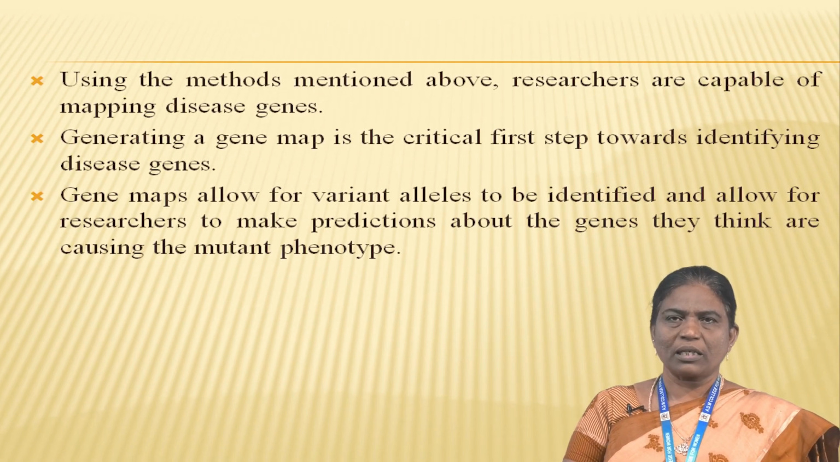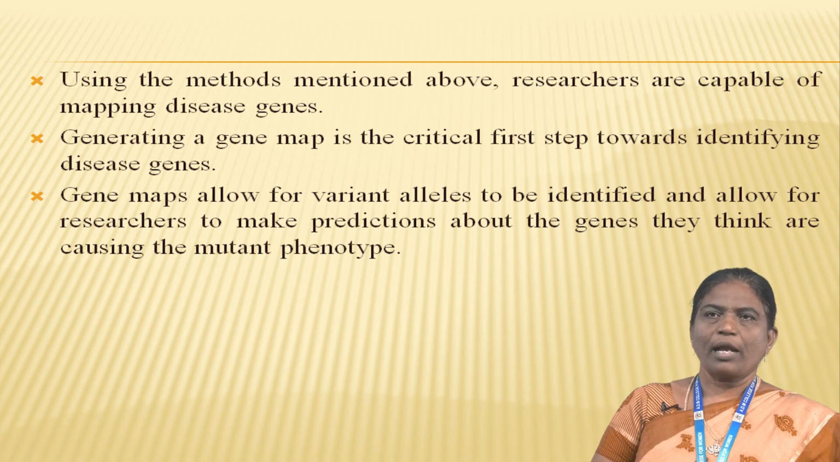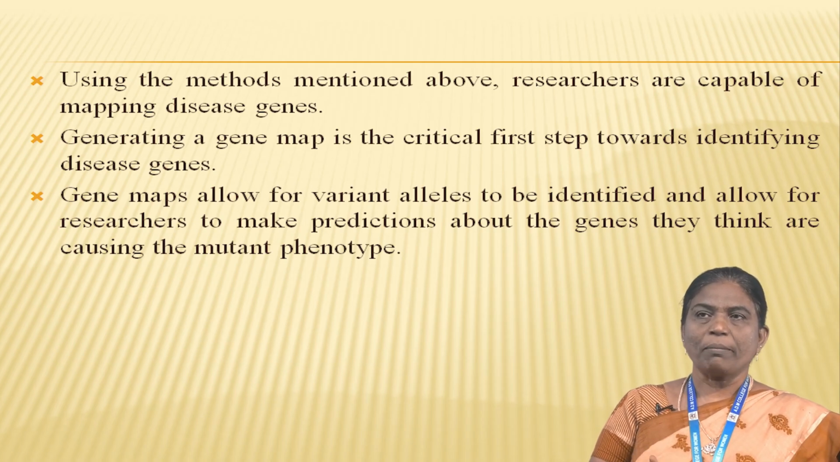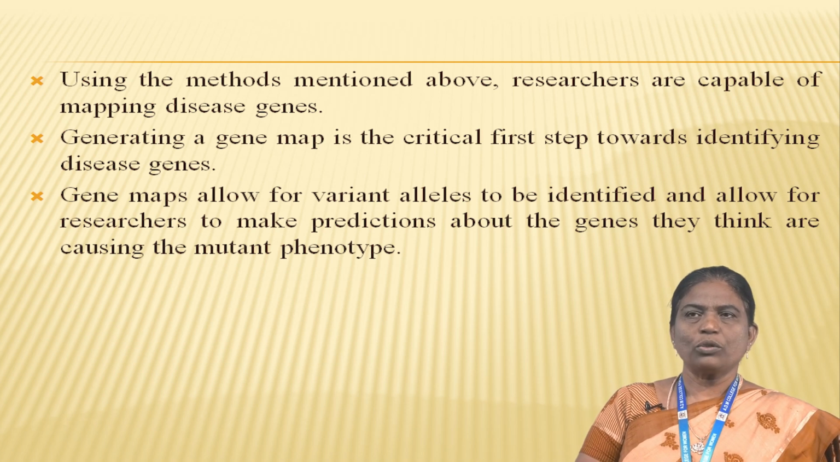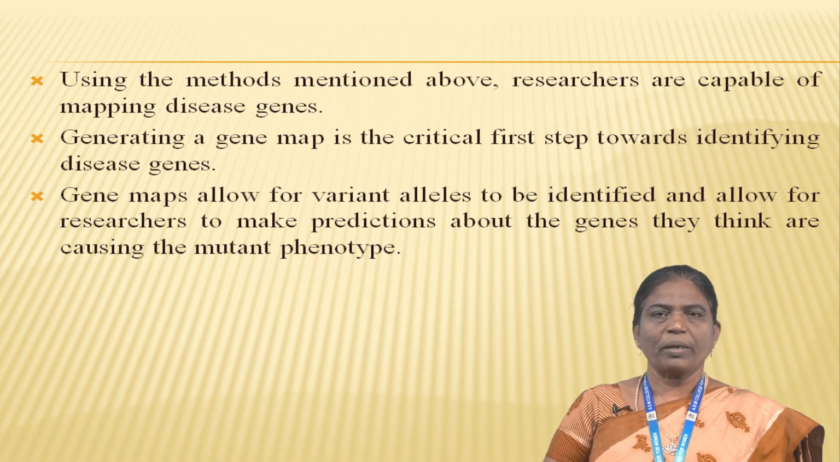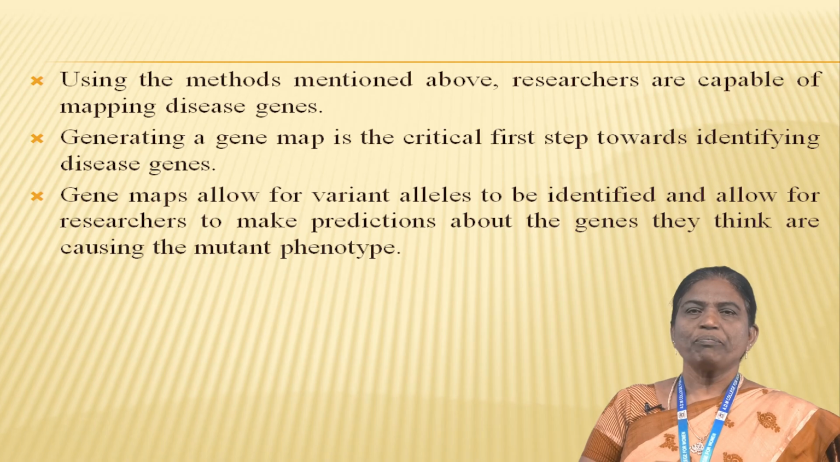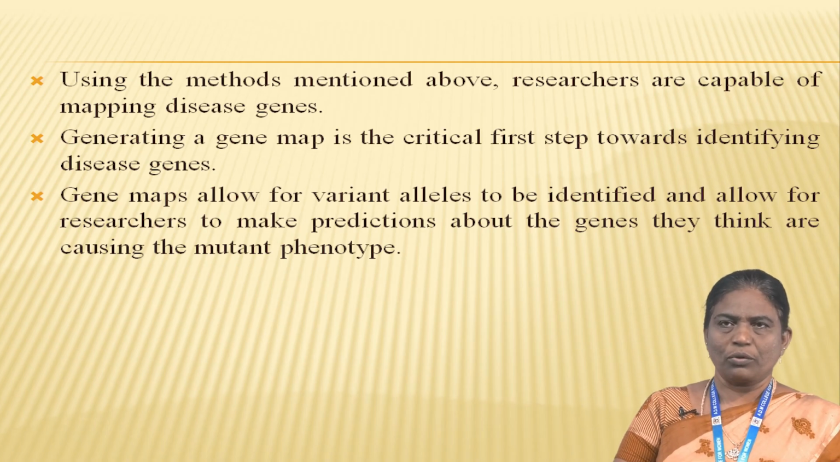Using the methods mentioned above, the researchers are capable of mapping disease genes, and also generating a gene map is a crucial first step towards identifying disease genes. And also gene maps allow for variant alleles to be identified and allow researchers to make predictions about the genes they think are causing the mutant phenotype.